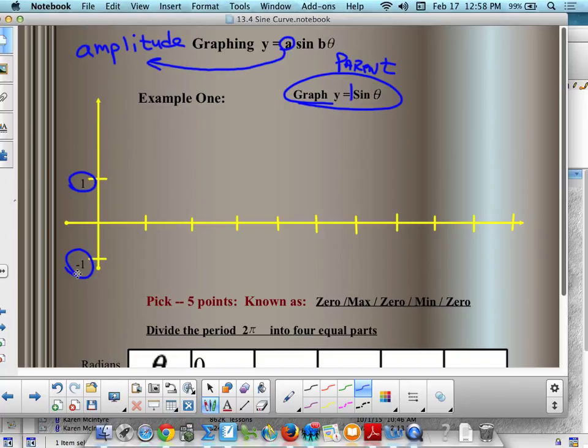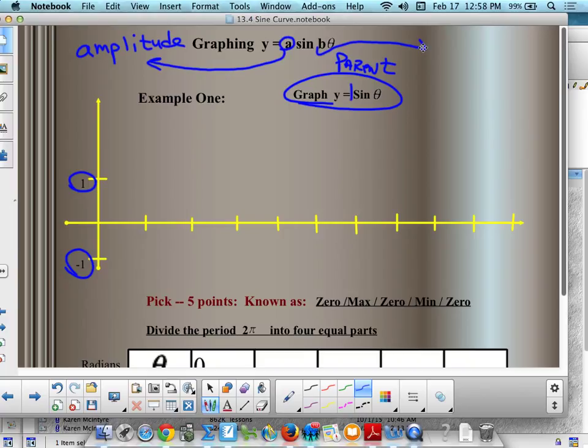Okay? Now, you see this B? There's a B there, I'll show you. But you know what that B does? That B pushes your sine function in, called a compression, or it stretches it out. That's called stretching your sine function.